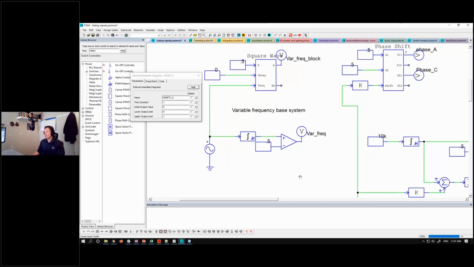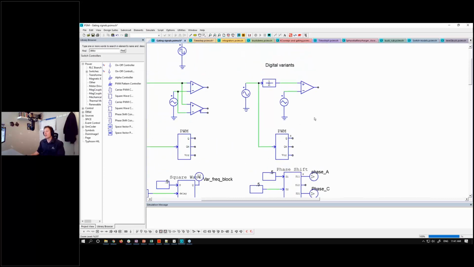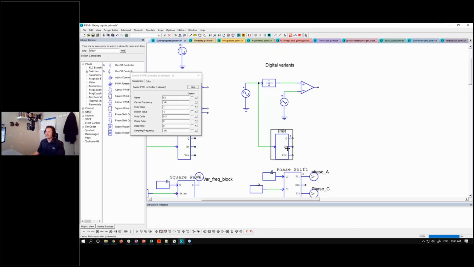The next question people ask me quite a bit about is phase shift or digital variance. So let's go to digital first. Digital means you need to put this delay block here, and this is the same thing as that. This sampling frequency is going to be the one here. Again, that's enforcing our shift to the update of the carrier or the duty cycle at the beginning of the next period.